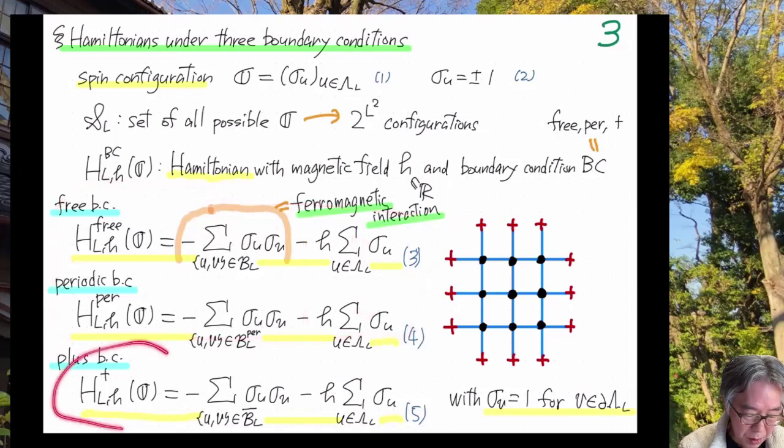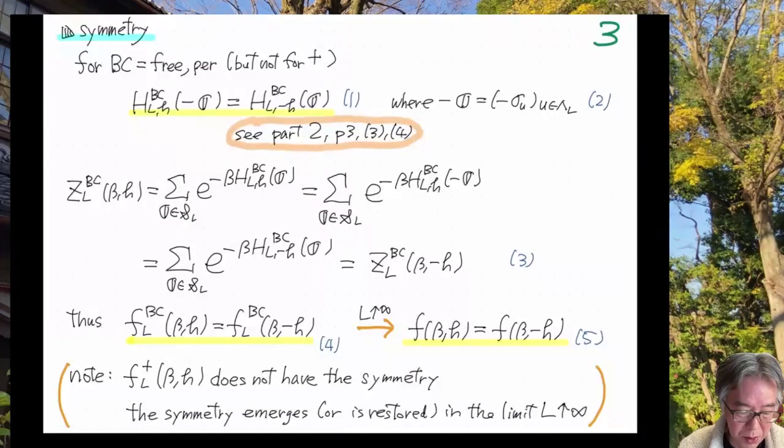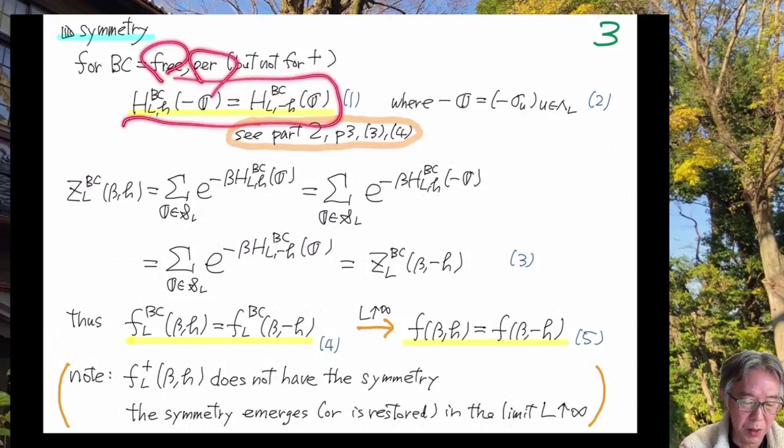Why? Well, in the case of plus boundary condition, if you do the same thing, it's the same for here. But here, it's okay if your bond is here. But if your bond connects inside and the boundary side, then here you fix the spin to be +1. So in this case, if you do this transformation minus sigma, something wrong happens. So this discussion does not work for the plus boundary condition case. Okay, so for free and periodic, anyway, we have this symmetry.